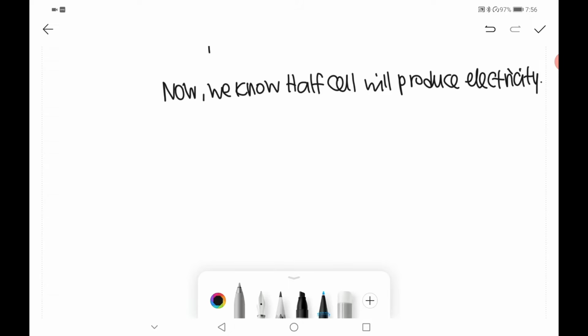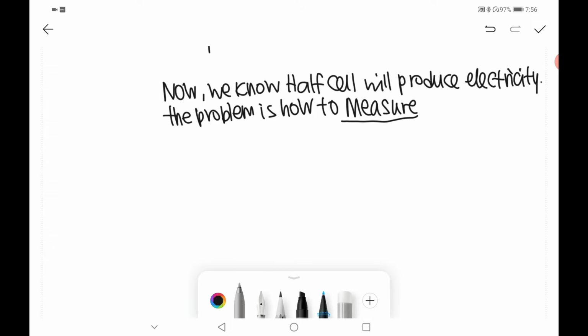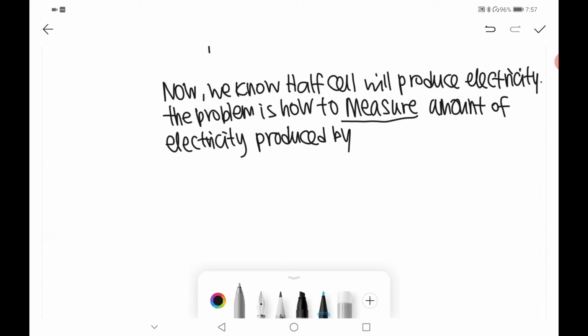Okay, so the problem now is, how are we going to do a measurement? Macam mana kita nak mengukur atau menilai? How to measure the amount of electricity that is actually produced by the half cell?